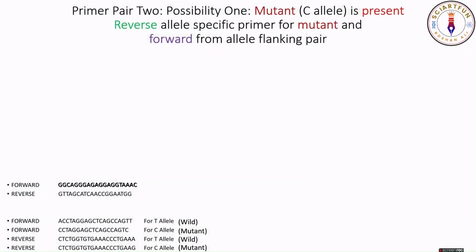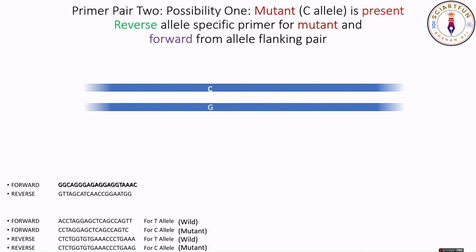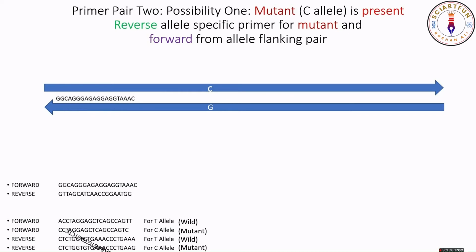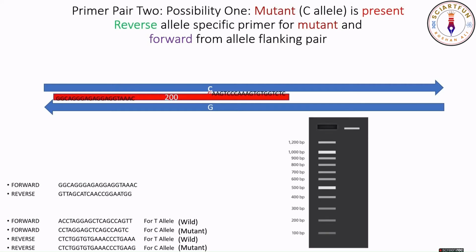Primer pair 2 and possibility number 1. Mutant allele is present. In this method, you use forward common primer and reverse mutant specific primer. As the primer's 3' end is complementary to the SNP position in the DNA strand, therefore you will get the 200 base pair amplicon which will be detected through the gel after PCR.